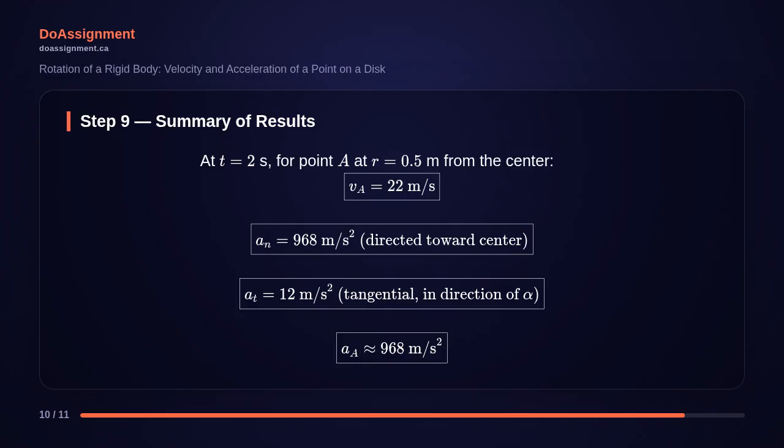To summarize, at t equals 2 seconds, point A has a speed of 22 meters per second. Its normal acceleration is 968 meters per second squared directed toward the center, and its tangential acceleration is 12 meters per second squared. The total acceleration magnitude is approximately 968 meters per second squared.